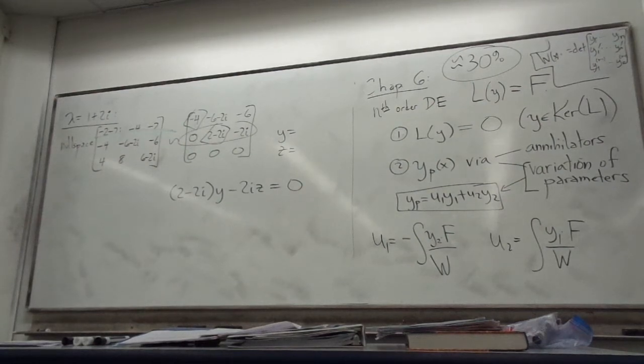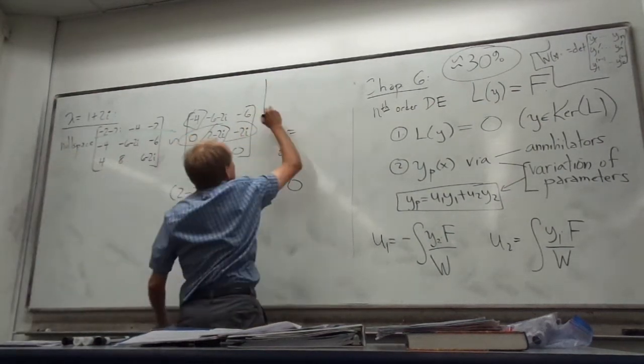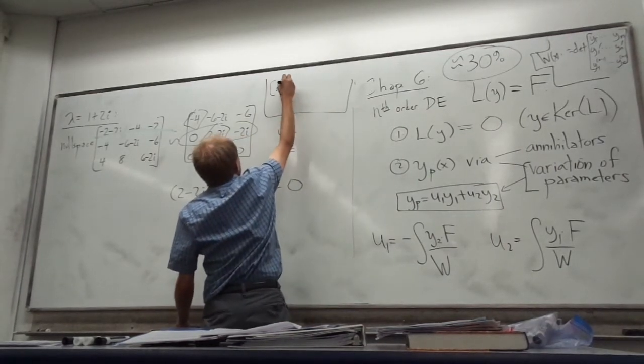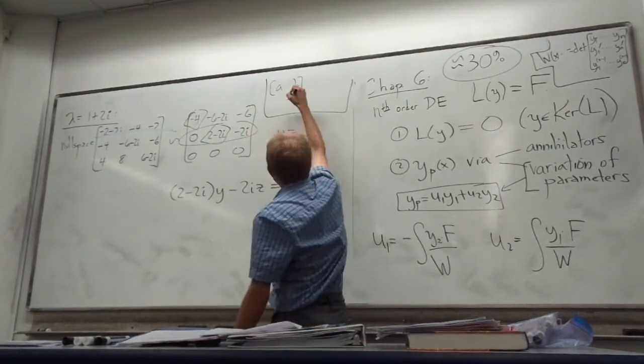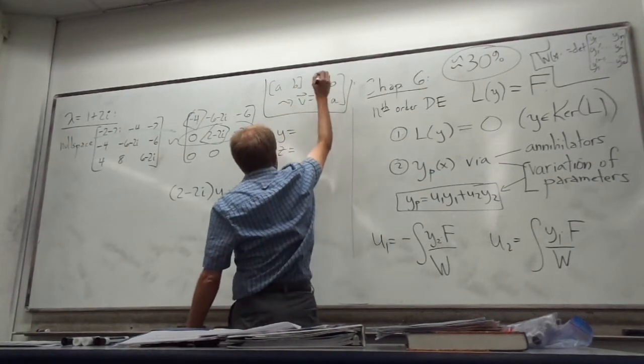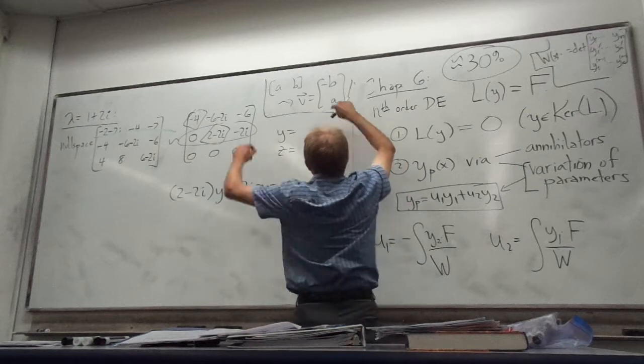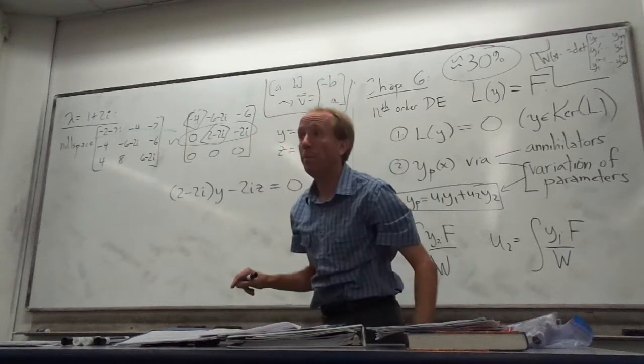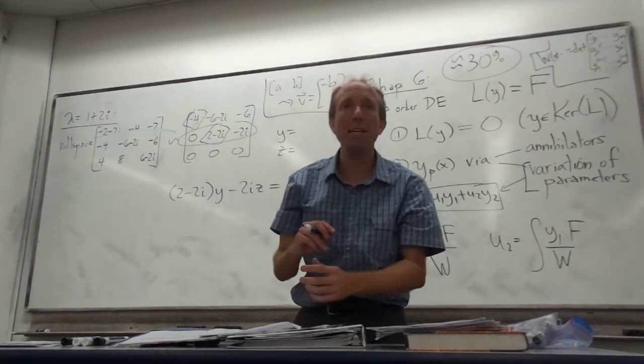Let me just make sure everybody remembers when we had things like there's a row with an a and a b in it. Then we made a vector out of it where we put the b first and then the a, and we swapped the sign of one of them. That way the dot product would be 0. That's how we got a vector that was in the null space.